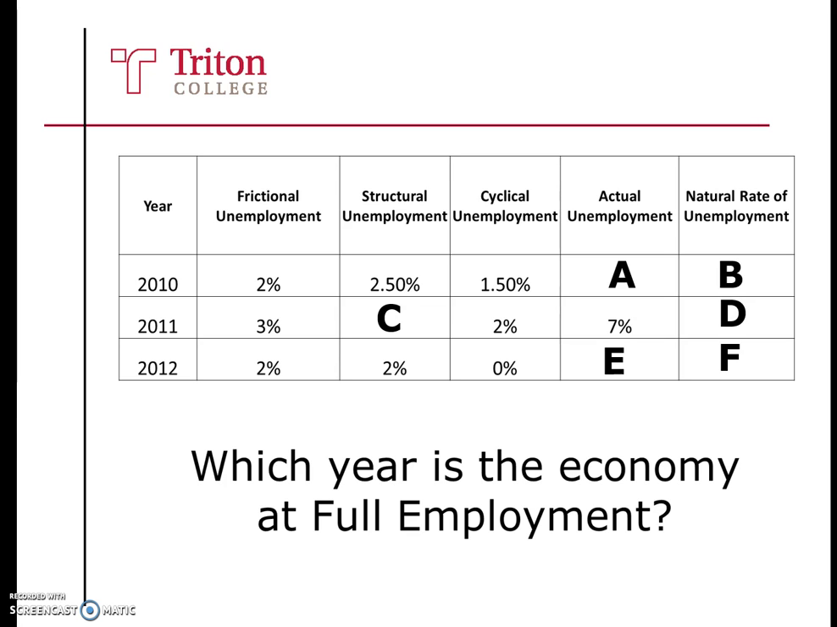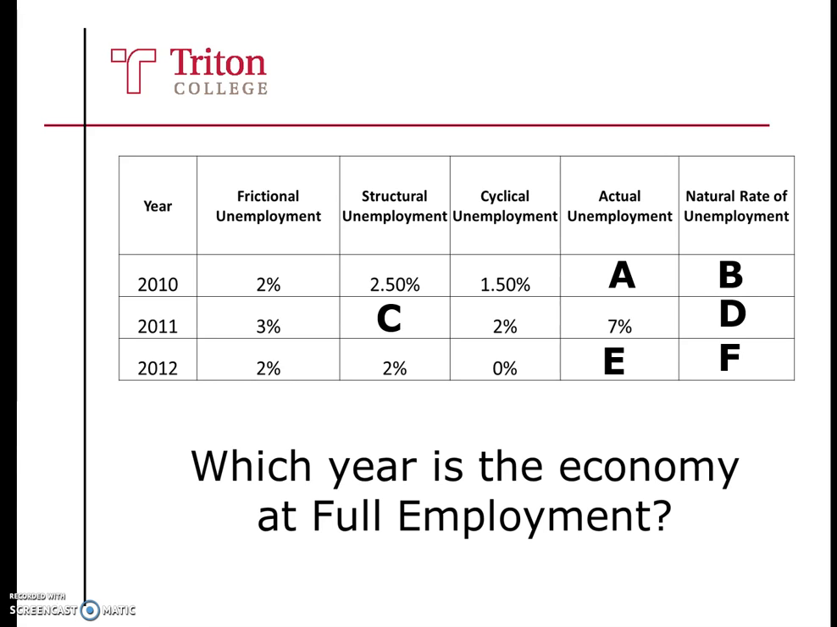We have a data set here with some empty cells from A to F. There's a question. The question reads, which year is the economy at full employment? Remember, the year that the economy is at full employment is when either cyclical unemployment equals 0 or when your natural rate of unemployment equals the actual rate. Let's fill out these cells. Let's start with cell A.